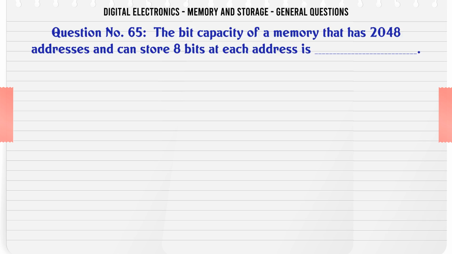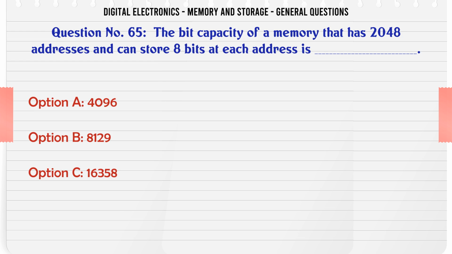The bit capacity of a memory that has 2048 addresses and can store 8 bits at each address is A. 4096, B. 8129, C. 16358, D.